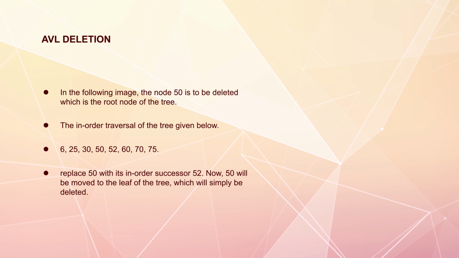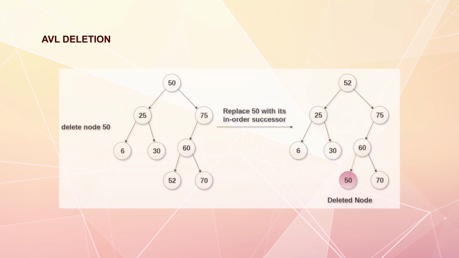In an in order traversal sequence, first we find the value of the leftmost item, then we go for the root, then we go for the right child of that tree. The final sequence of in order traversal is 6, 25, 30, 50, 52, 60, 70, and the last one is 75.